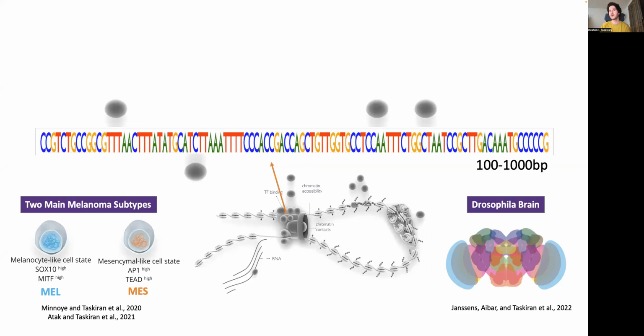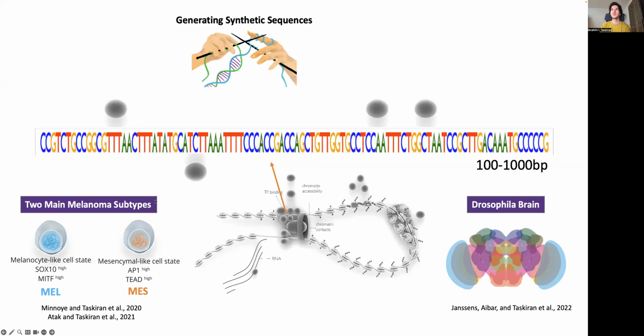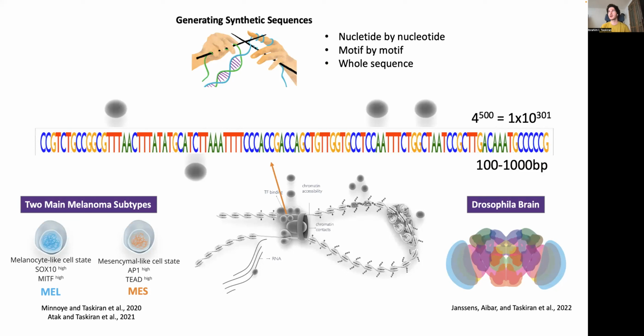Recently, we studied the code of enhancers by training deep learning models on the DNA sequence in two different systems, melanoma and Drosophila brain. In this study, I will present how we use the models that we trained before to design synthetic enhancers. The search space, even for a 500 base pair sequence, is enormous. For this reason, we take three different approaches: nucleotide by nucleotide, motif by motif, and the whole sequence at once. To start with the melanoma part, I will give a brief introduction.